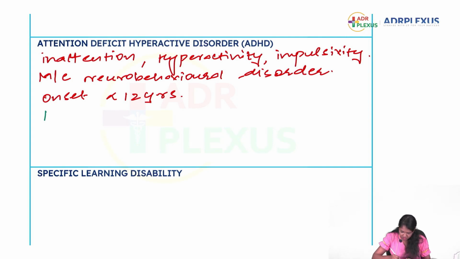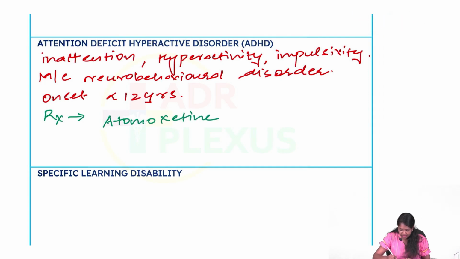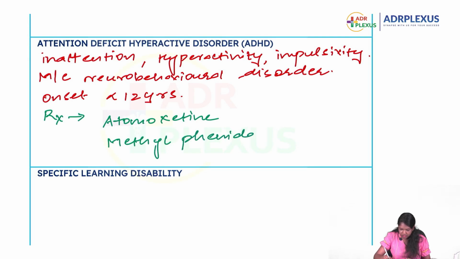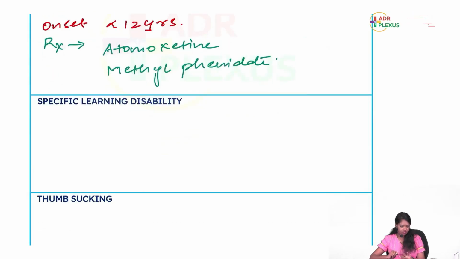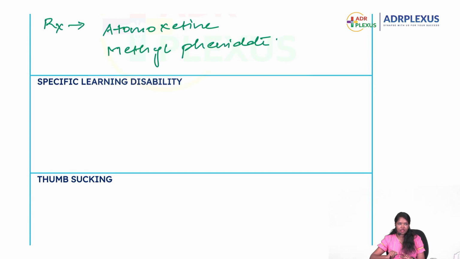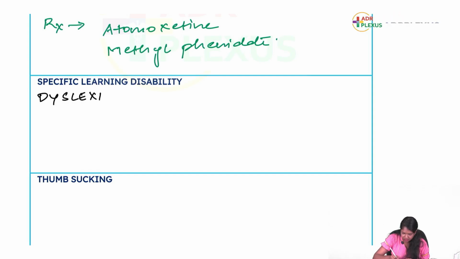Okay. So for ADHD, you have so many treatments, so many drugs. I will just list out 2 drugs, atomoxetine, methylphenidate. These are some of the drugs that can be used in ADHD. Okay. The next one is specific learning disability. 3 specific learning disabilities are there. Dyslexia, dysgraphia, dyscalculia.